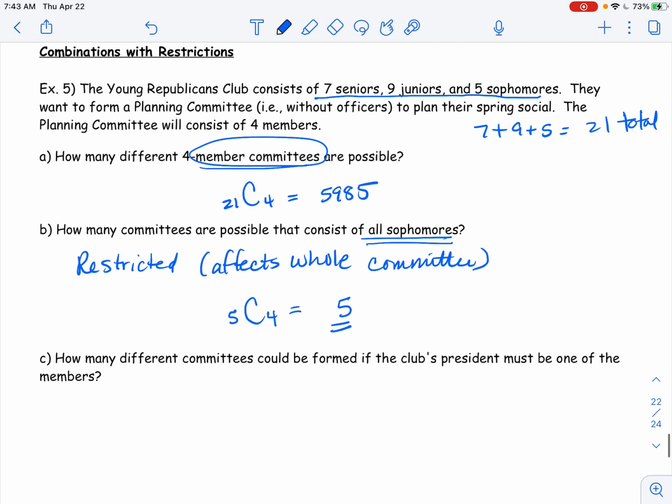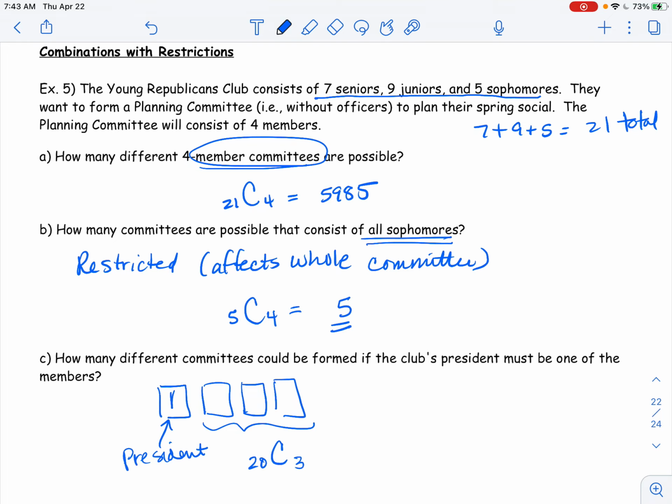How many different committees would be possible if the club's president must be one of the members? Okay, so remember, we have 4 spots. This guy has to be president. So there's only one president. Now these spots can be any other person. So we have 20 remaining members and we want to select 3 of them. And so what we would do here is 1 times, and then if we put this in our calculator, this would give us 1,140 different committees.